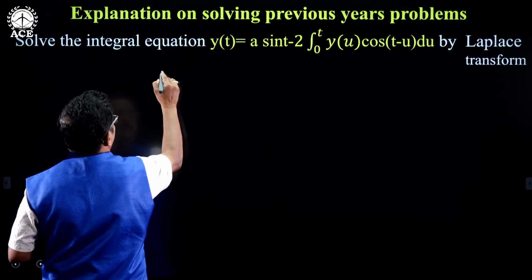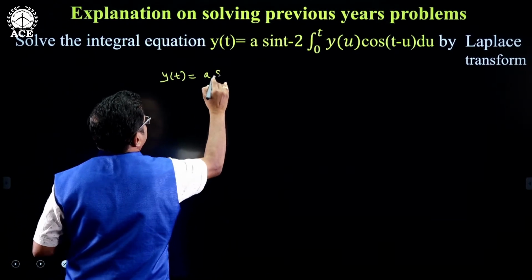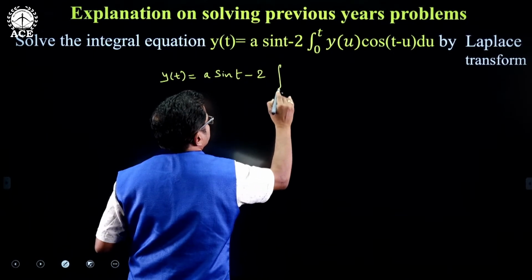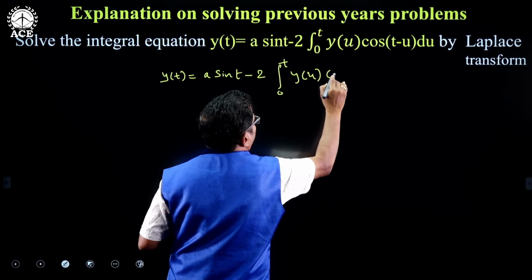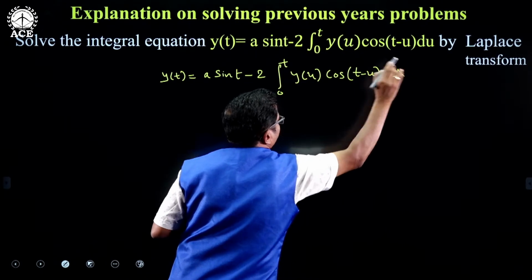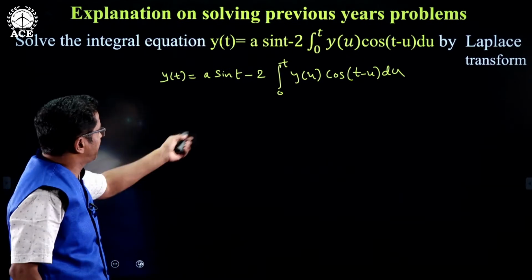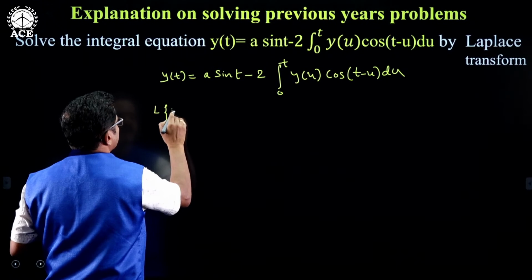So here y of t equals a into sin t minus 2 into integration 0 to t y of u into cos of t minus u du. This is the integral equation given. Now I am taking Laplace transform on both sides. Then it becomes L of y of t.